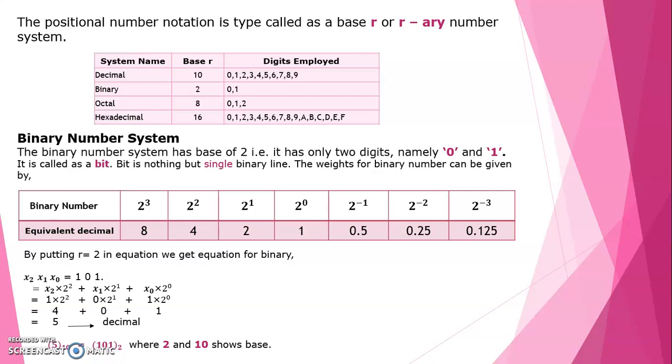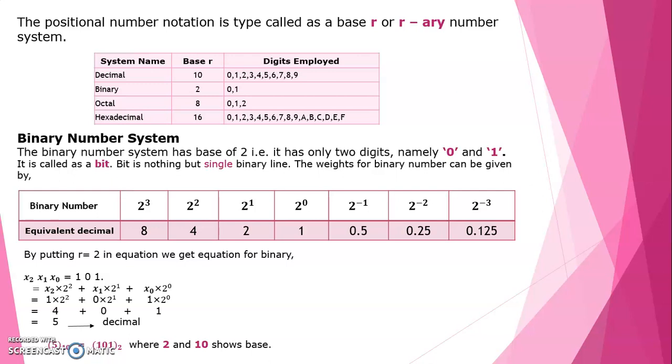What is the value when the power of 2? If 2 power 3, then the value is 8. If 2 power 2, then the value is 4. That means we have to multiply 2 into 2 into 2. So here we can define further 2 raised to 3, 2 raised to 2, 2 raised to 1, 2 raised to 0, 2 raised to minus 1, 2 raised to minus 2, 2 raised to minus 3.